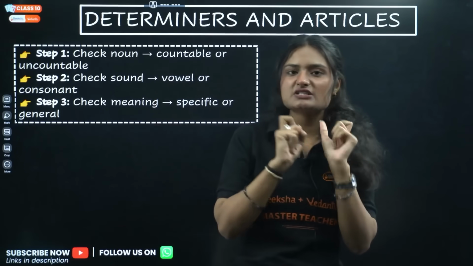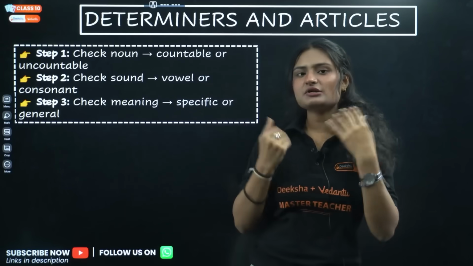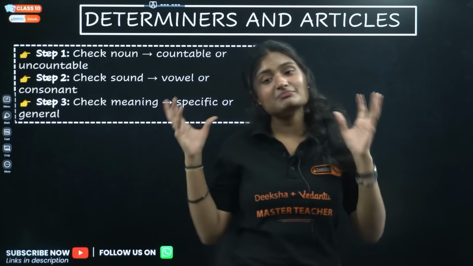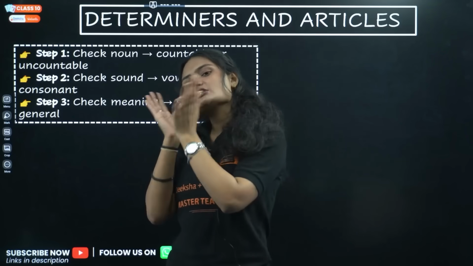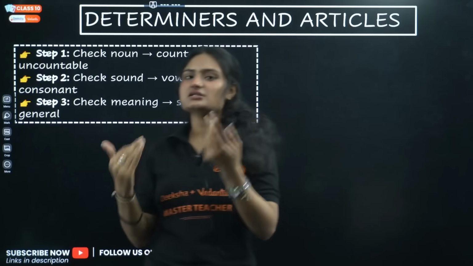Firstly, you check the noun, if it is countable or uncountable. Then you check the sound, which is if a vowel sound is coming or a consonant sound is coming. And then you check the meaning of the sentence, which is if you're talking about a specific thing or if it is talking about something in general, okay? And that's how you fill in the articles or determiners.